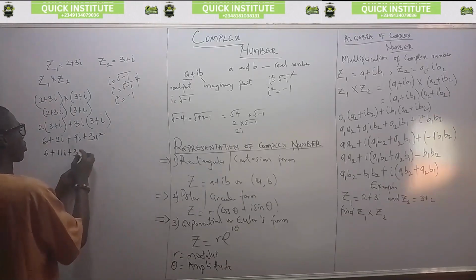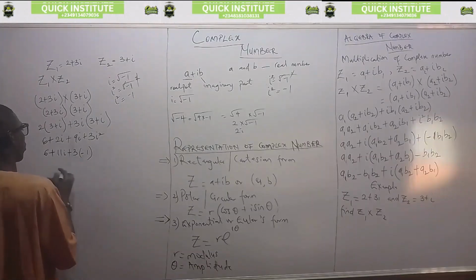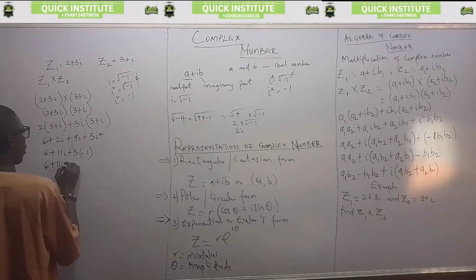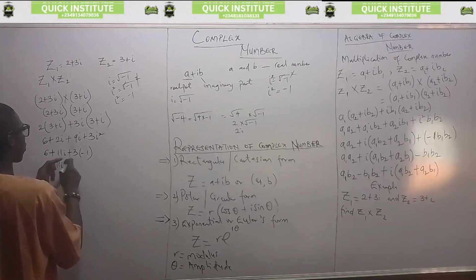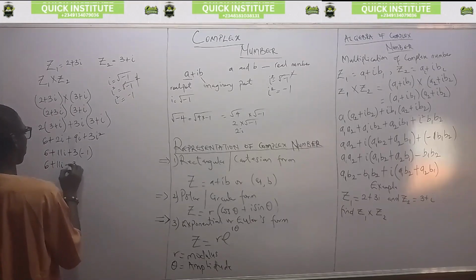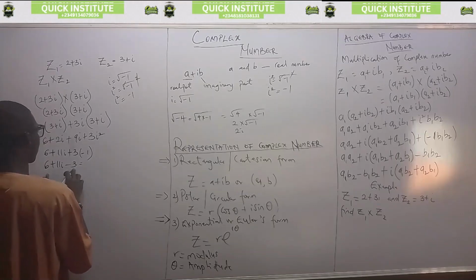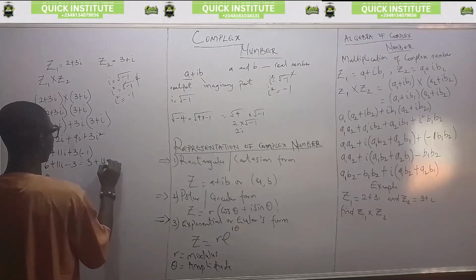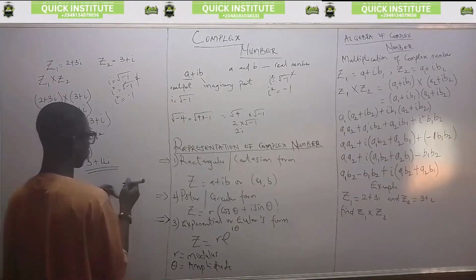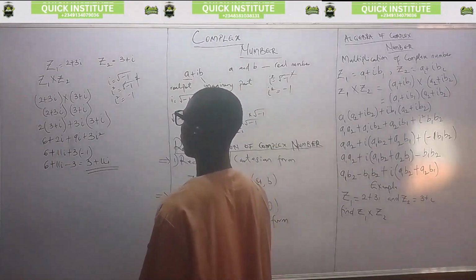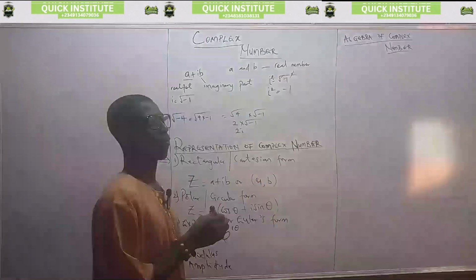So i squared is what? Minus 1. From here you have 6 plus 11i, plus times minus is minus. 3 times 1 is 3. So 6 minus 3 is 3, plus 11i. So that's how we multiply complex numbers.